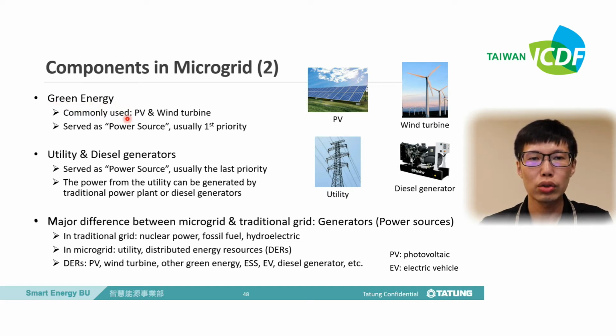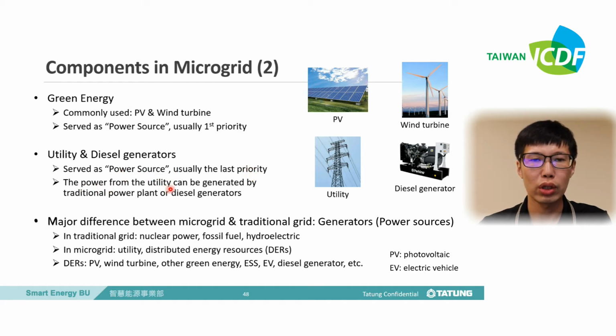We usually use PV and wind turbine in the microgrids, and they serve as the power source of the microgrid, and usually are the first priority power source. And the second is the utility and the diesel generators. They also serve as power sources of the microgrid, but they are usually the lower priority power source.